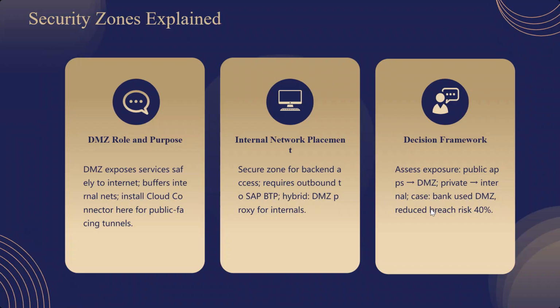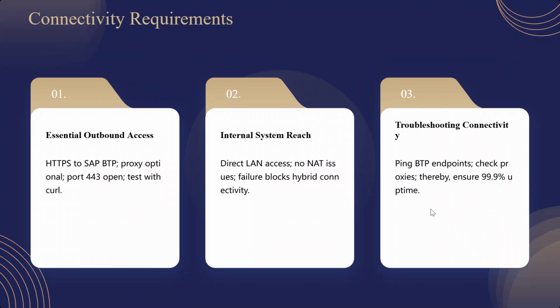Part 3, Network Topology. Now let's understand where Cloud Connector fits in a network. A company network is divided into zones based on security. Example: DMZ, demilitarized zone, exposed to the internet; internal network, secure company systems. You can install the Cloud Connector in a suitable zone depending on your needs.